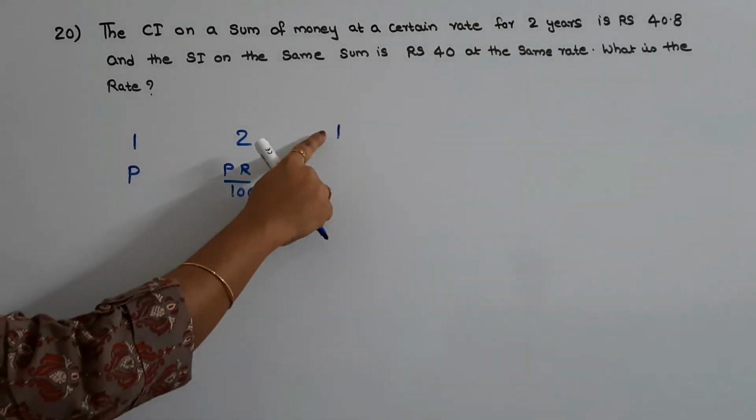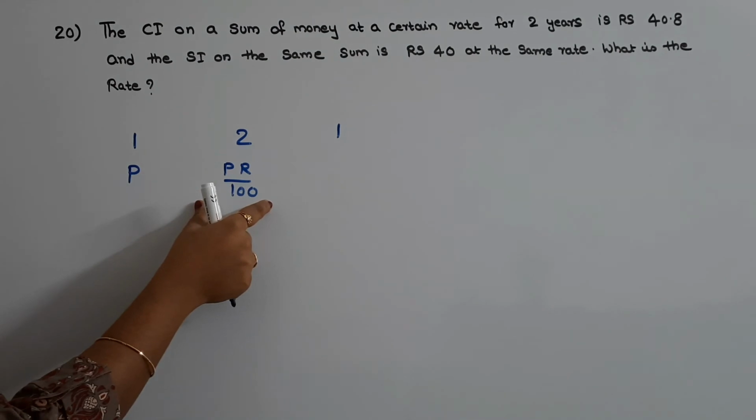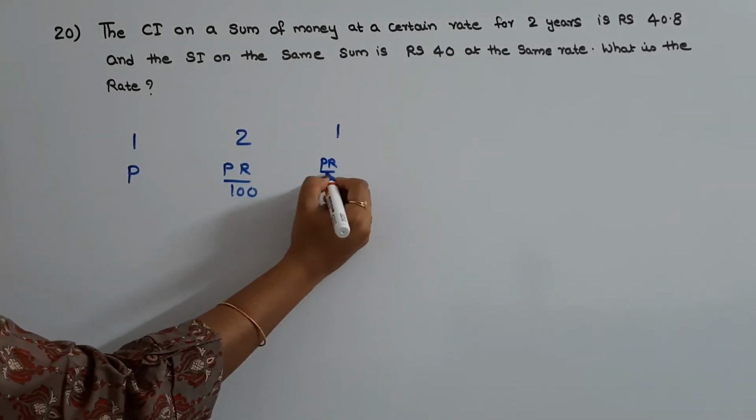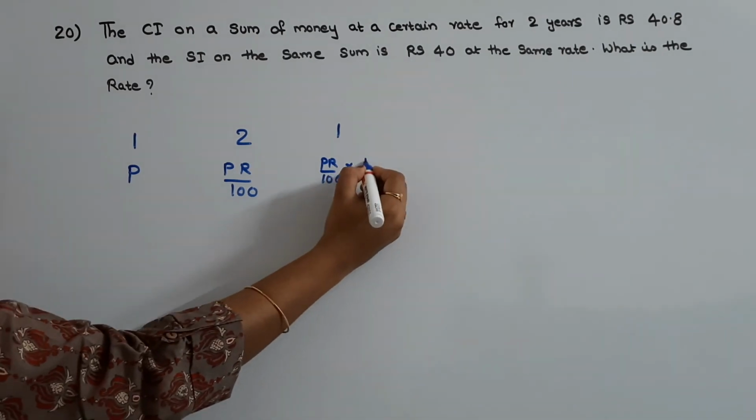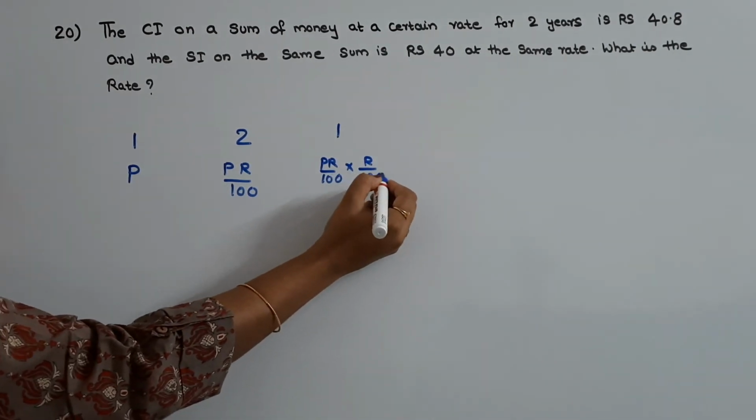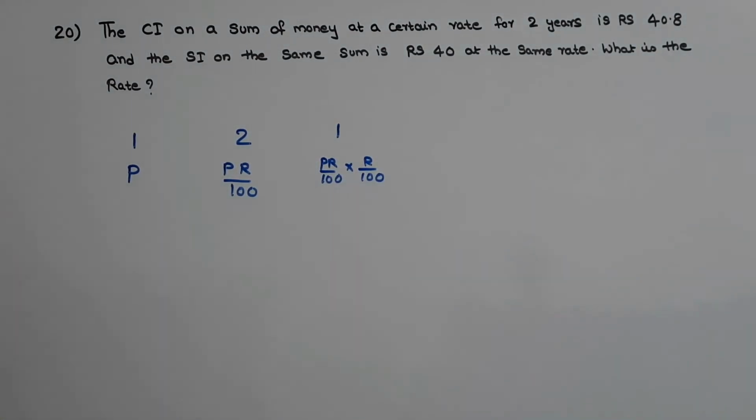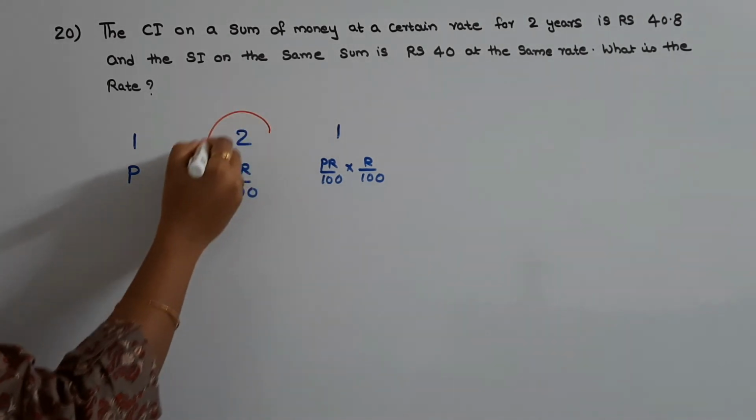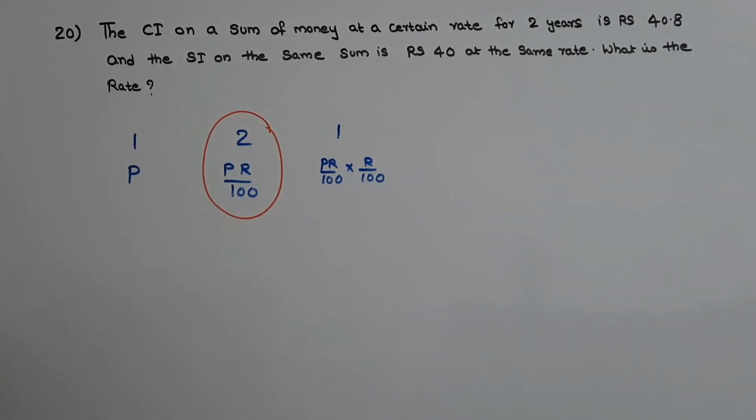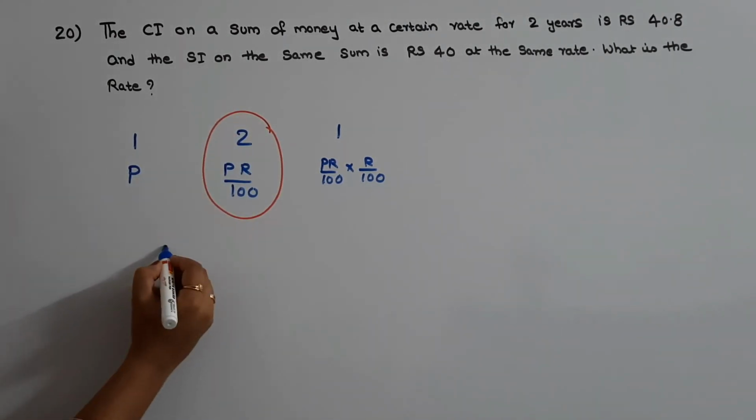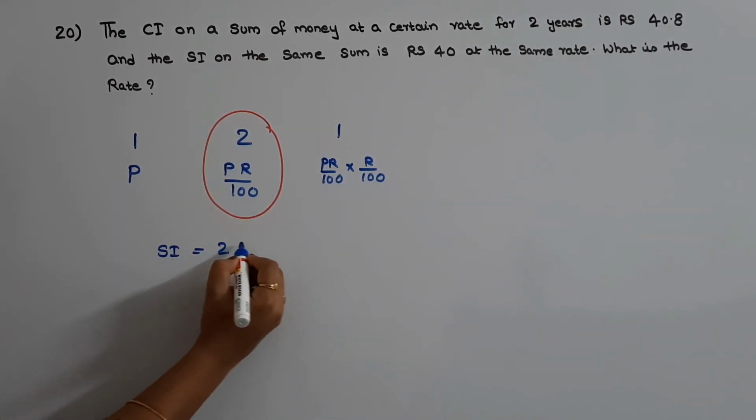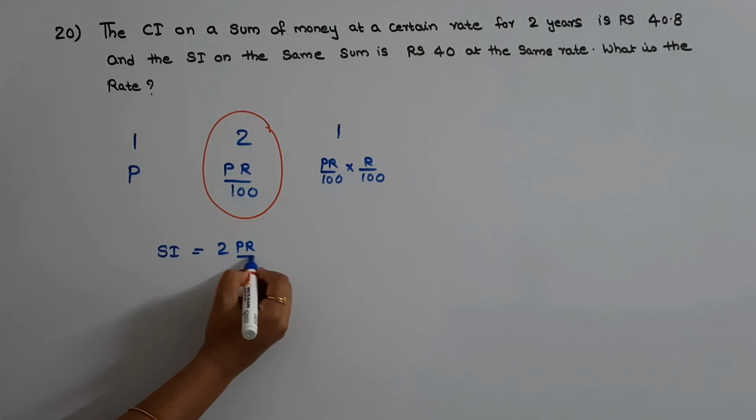Then what should come below this? PR by 100 into R by 100. Now from this we know that this part is for simple interest. So what will be the simple interest? Simple interest is equal to 2 into PR by 100.